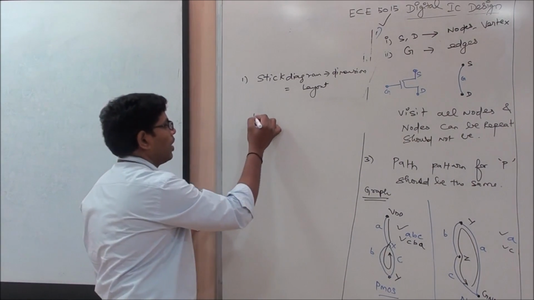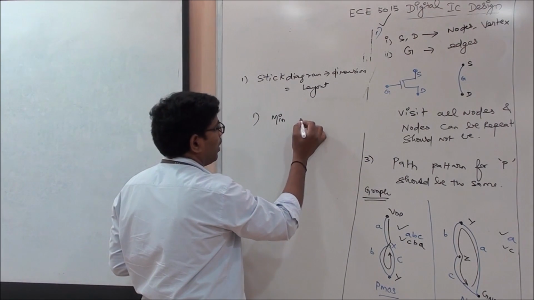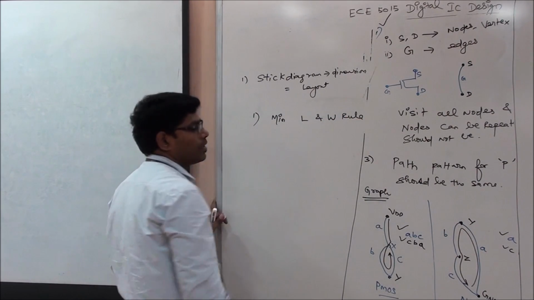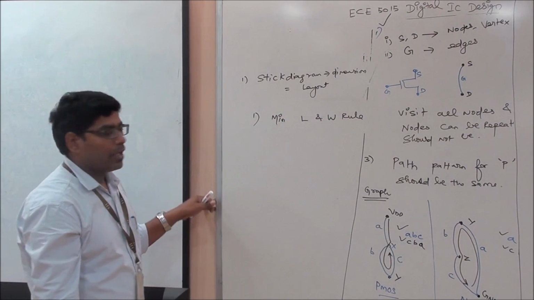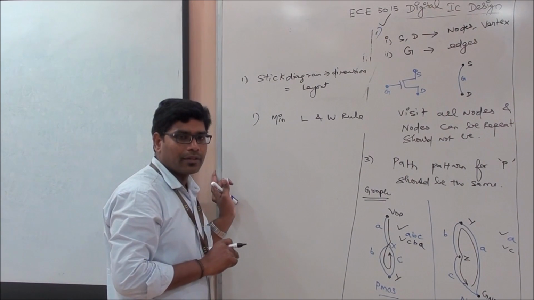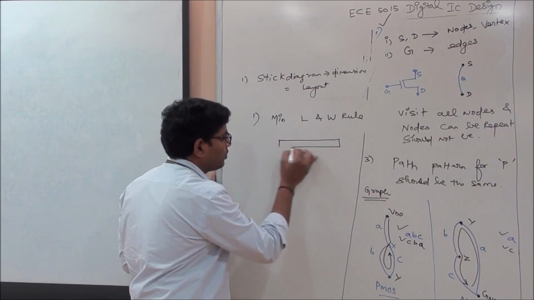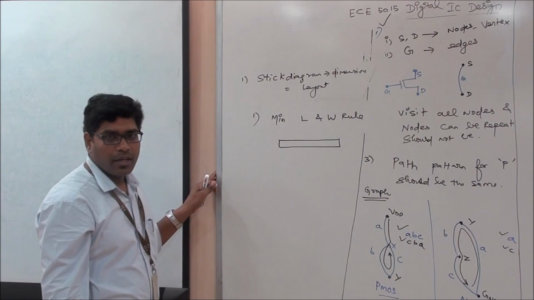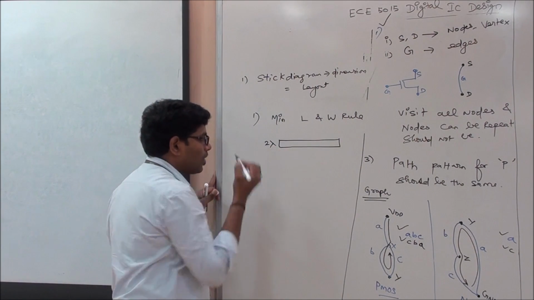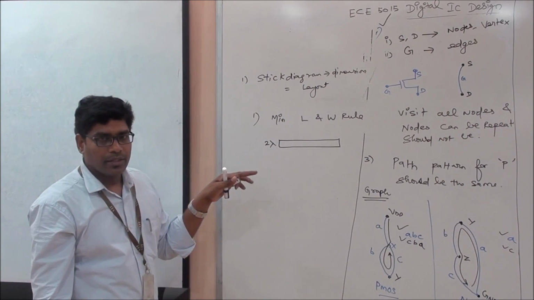One is the minimum length and width rule. Say for example, if I am drawing a polyline, in a stick diagram I would show that as a single line. If it is a layout, it will be shown as a layer, and the minimum dimension would be represented as 2 lambda. I will get back to this lambda shortly.